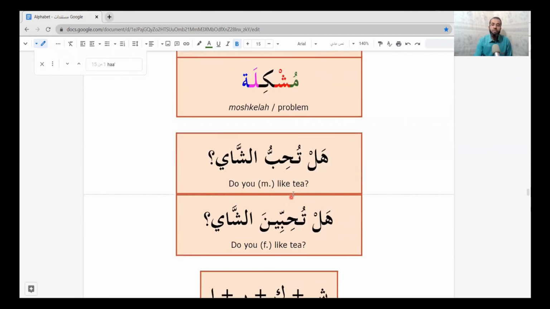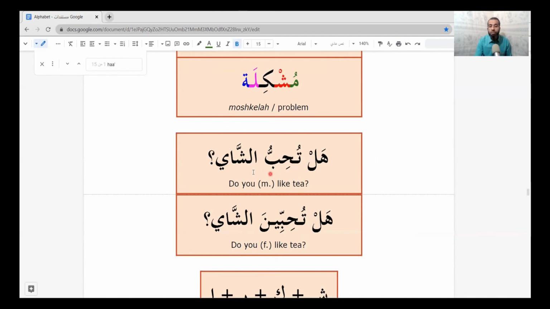Now let's read this. Do you, for male, like tea? هل تحب, and then here it's a shay preceded by al, the, but lam here is silent, so we say ash-shay, then shadda on sheen, so we say ash-shay. Lam is silent. And also when we join this verb with the following word, the alif also will become silent, so it will be like this.